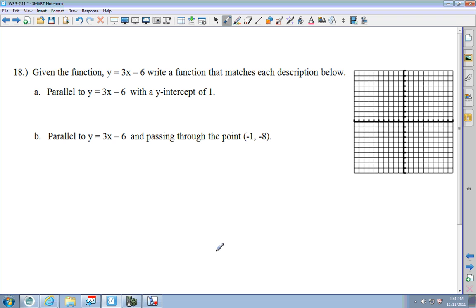Next one, it says, given the function y equals 3x minus 6, write an equation that matches below. Now it says that it's parallel to this. Parallel means it has the same slope. So I'm going to use a slope of 3 and the y-intercept of 1. Y equals 3x plus 1. Remember, y equals mx plus b.